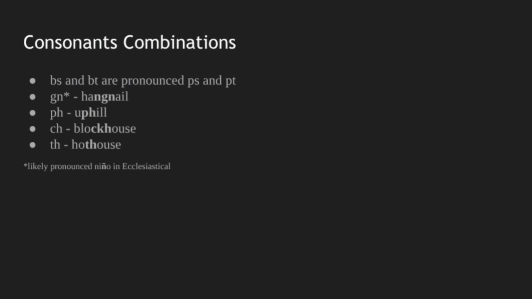Next we have the letters G, N. Of course, the example I have is hangnail. So, for example, you would not say in Latin magnus, even though it's spelled like that. You'd say magnus. Then we have ph. Those are not like in English where it's f. Instead, those are pronounced separately. Same with other consonant combinations. Those are pronounced as separate letters.